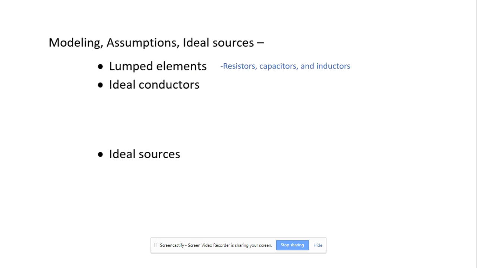Okay. So modeling, now that I've shown you what some of the circuit elements look like, some of the assumptions that we're going to be making. Now, lumped elements, when I'm talking about this, I'm referring to resistors, capacitors, and inductors. Again, we're just going to start out with talking about resistors.